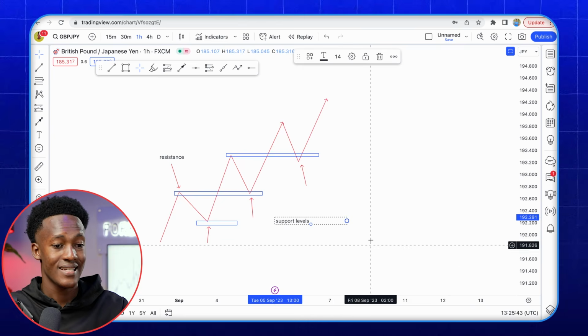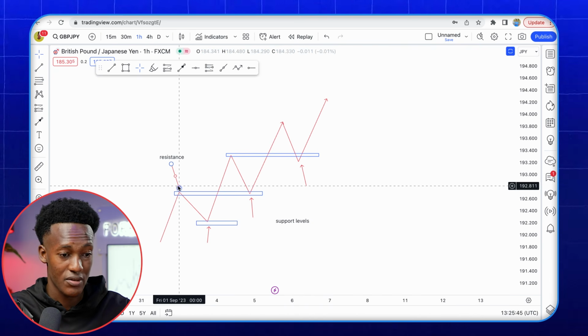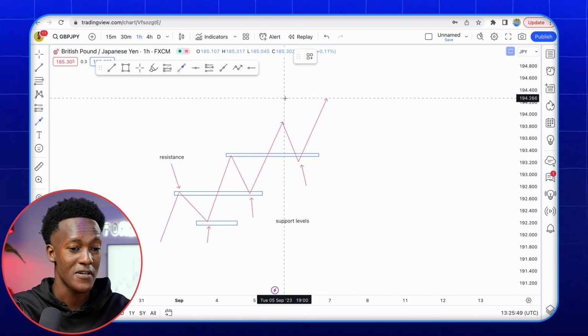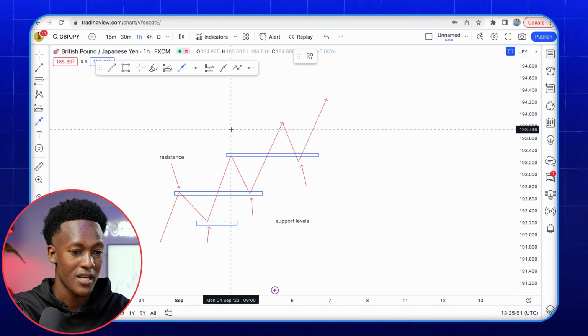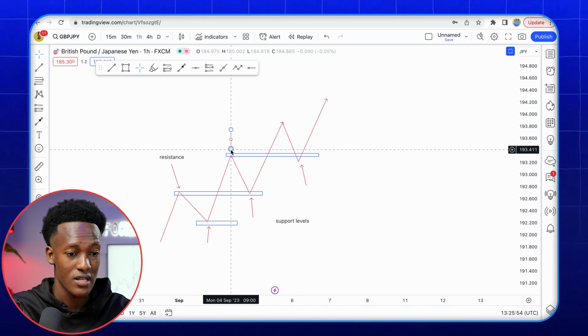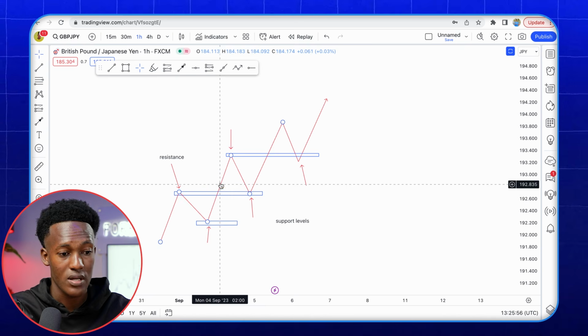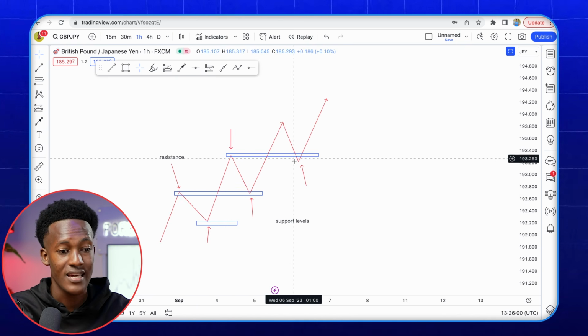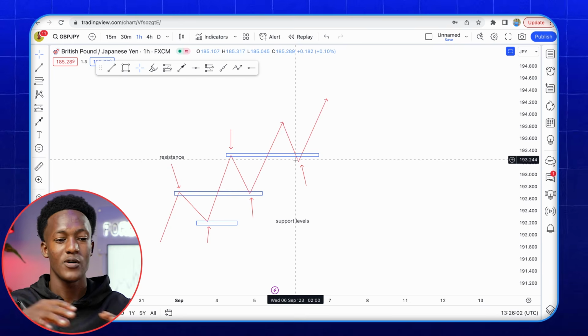Now you guys can see that initially this was a resistance level, right? But now it's becoming a support level. Same thing even up here. Same thing even up here. This was initially the resistance level because the price hit and then bounced back down. But then at the end of the day, right here, it becomes the support level. So support later becomes resistance, and then resistance later becomes support.